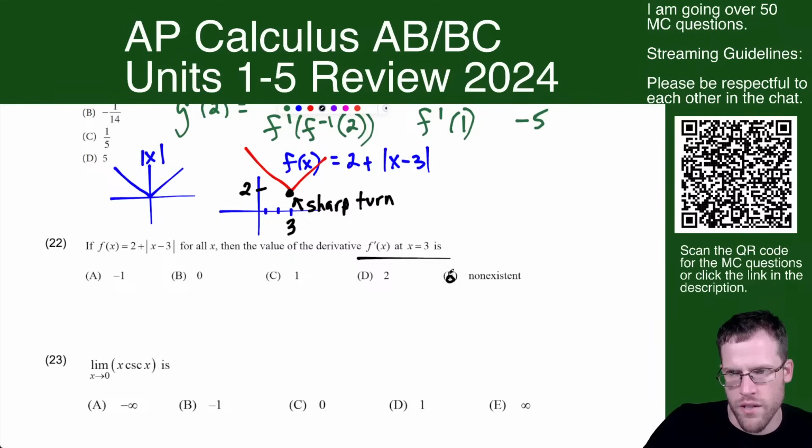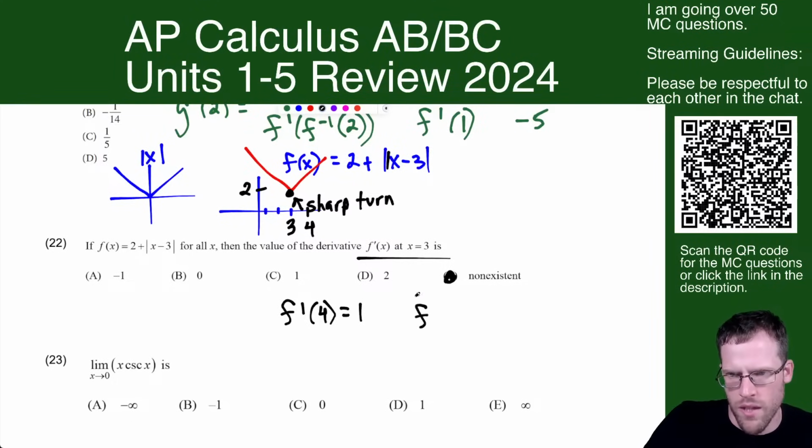Okay, so it's non-existent. If it was, let's say, anywhere else, like let's say it was at 4, f prime of 4 would be equal to 1. Because this is a slope. See how there's like a 1 in front of it? This has a slope of 1. This one has a slope of -1.